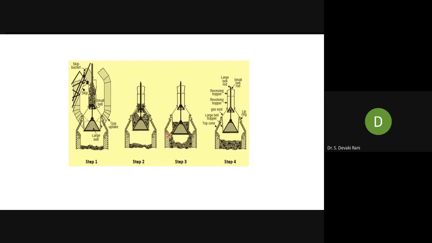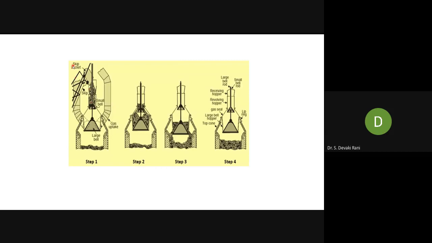This is the throat region of the furnace. So after the material is discharged from the big bell, it is also raised and it closes. So this way the top is closed completely. Then operation takes place in the blast furnace.